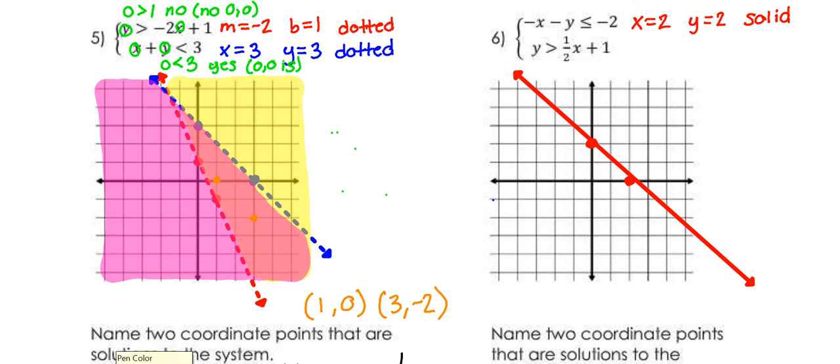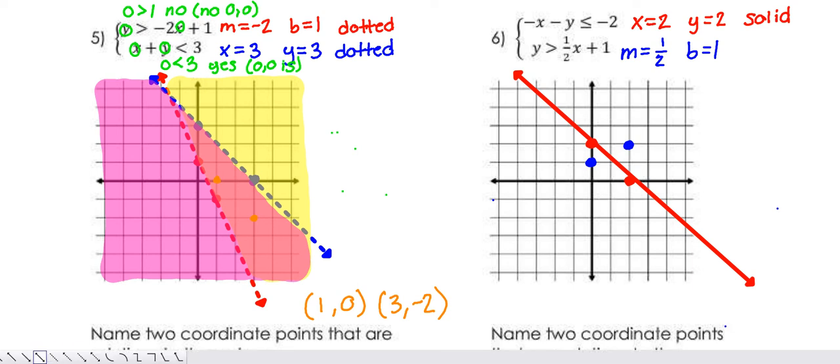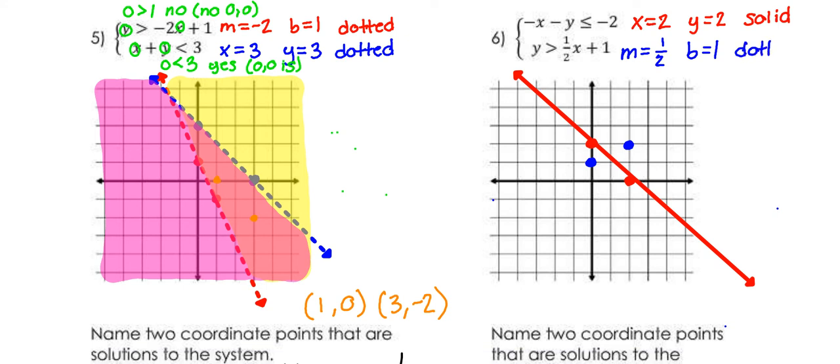Okay, so now we have the second one. Y is greater than 1/2 x plus 1. So m equals 1/2 and b equals 1. So I go up to 1 on the y-axis, and now I rise 1 and run 2. So I go up 1 and to the right 2. And this is a dotted line. Glad I looked at that. I almost made a mistake.